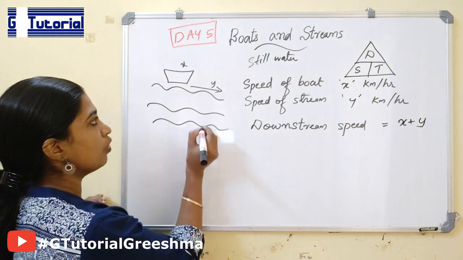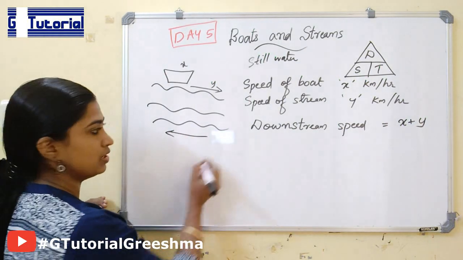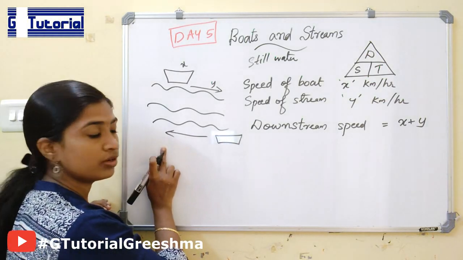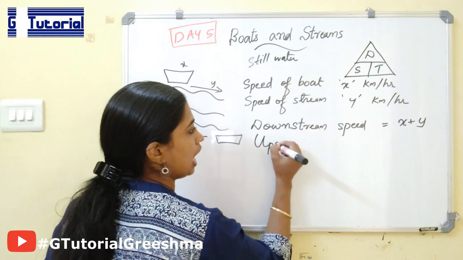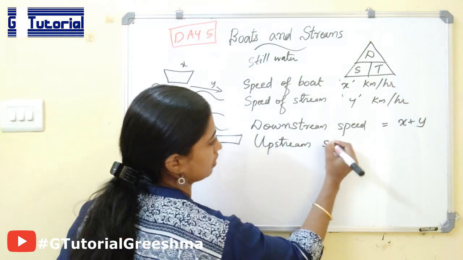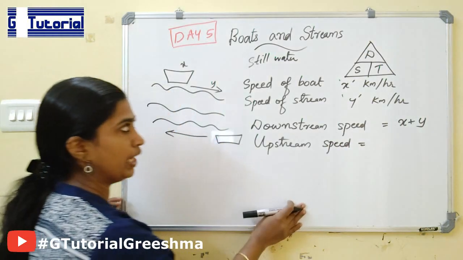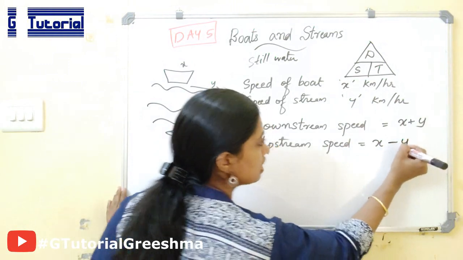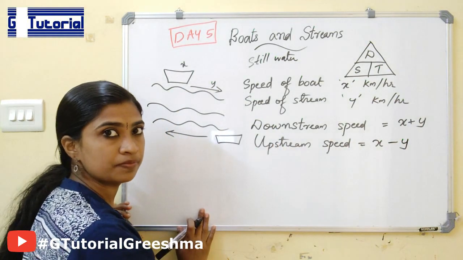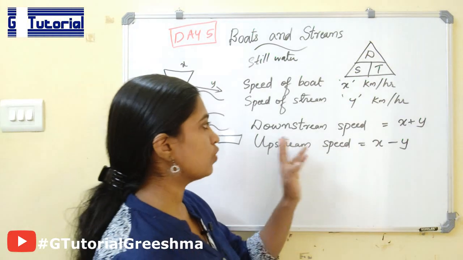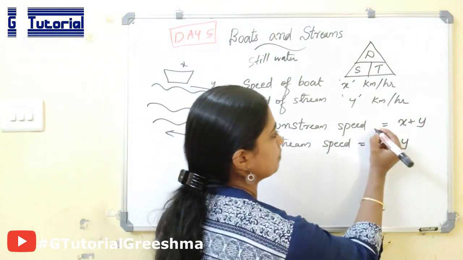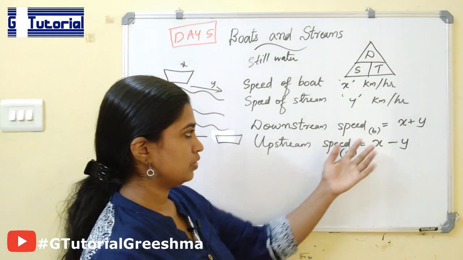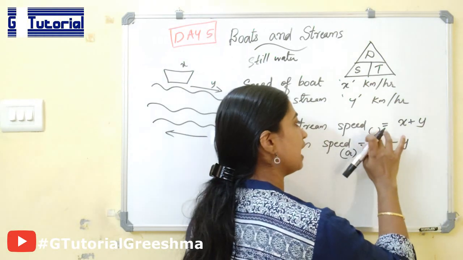The next concept is the boat moving in the opposite direction, that is, against the flow of the river. That speed is called upstream, or the motion is upstream motion. The speed of the boat will always be greater than the speed of the stream. So x minus y is the upstream speed. Now let us denote the downstream speed by letter B and the upstream speed by letter A.